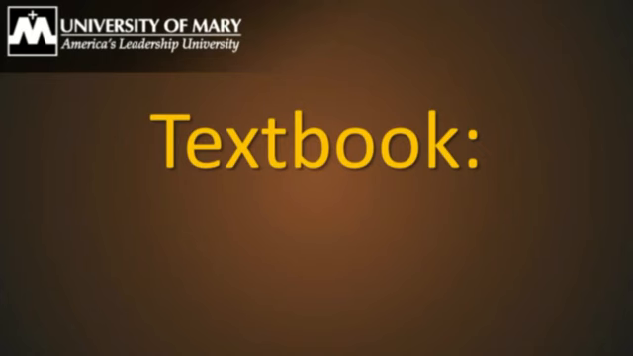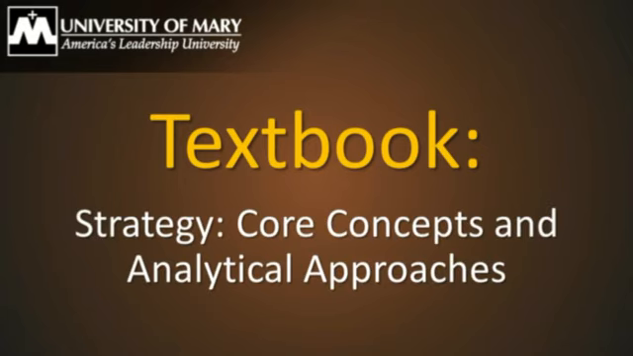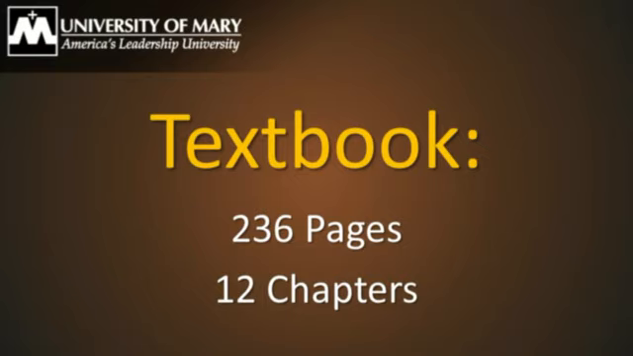The course reading will be based on a text entitled Strategy, Core Concepts and Analytical Approaches. The text is found on the Globus website and is included in your Globus registration fee. It consists of 236 pages divided into 12 chapters. Each week, 2 or 3 chapters will be assigned for reading.